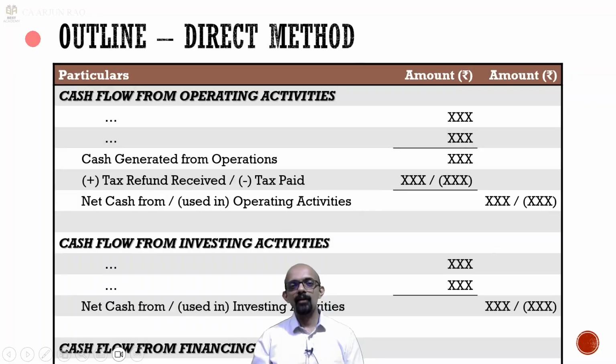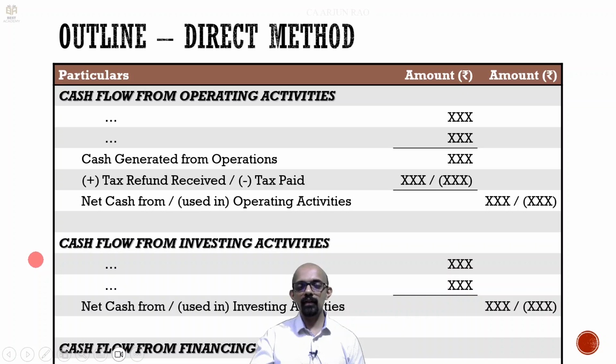So, let us now go through the format of the cash flow statement when it is prepared using the direct method. This is just an outline. As you all know, it is divided into three parts: cash flow from operating activities, investing and financing. Under operating, we write the line items just as they would appear in the cash and bank account: received from customers, paid to suppliers, and so on. And then we get a subtotal before tax, and then tax received, refund received or tax paid. We get net cash from or net cash used in operating activities.